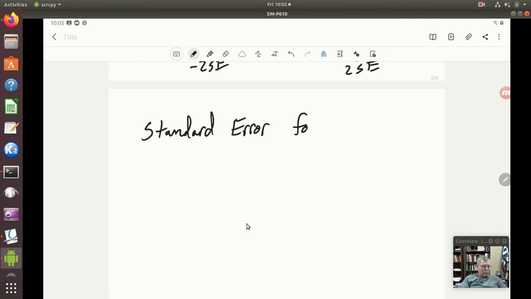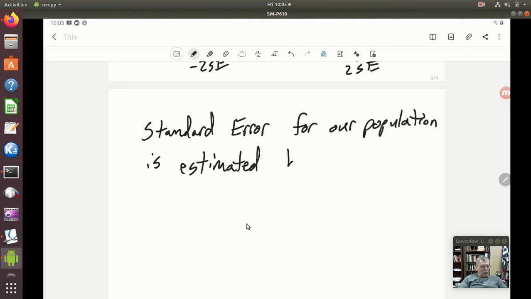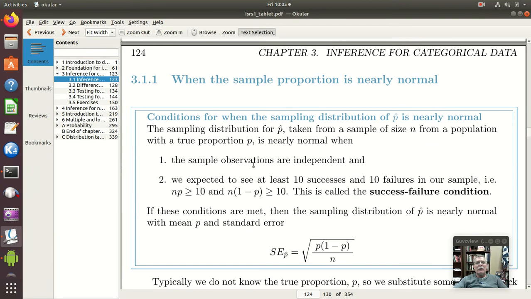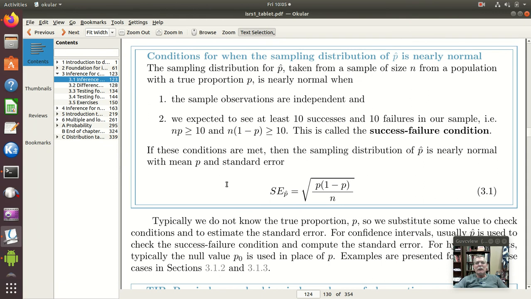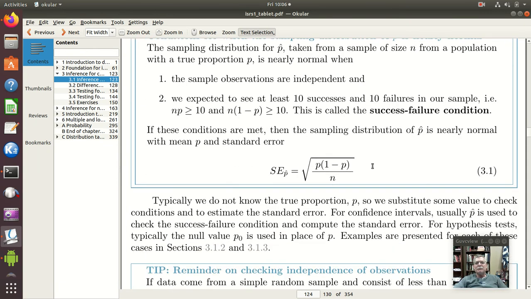for our population is estimated by standard error equals, and it is actually, let's go find the formula here just to show you right where it is. And there we go. That is page 124.